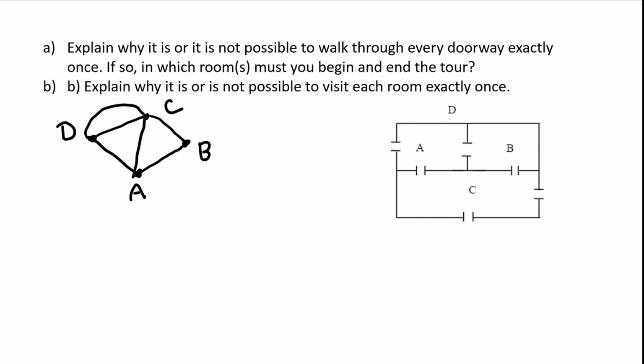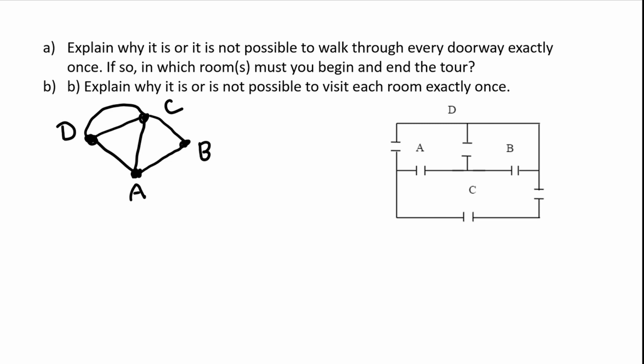I'm going to do something here. I'm going to count the degrees. I notice that at C, there's 4 edges coming out of it, so that's even. At D, there's 3 edges coming out, so that's odd. At A, there's 3 edges coming out, so that's also odd. And at B, there's 2 coming out, so that's even. So we have 2 odd vertices.